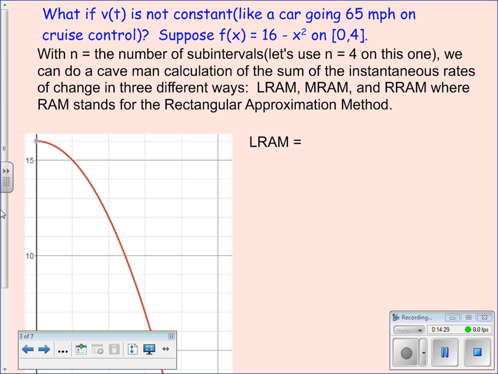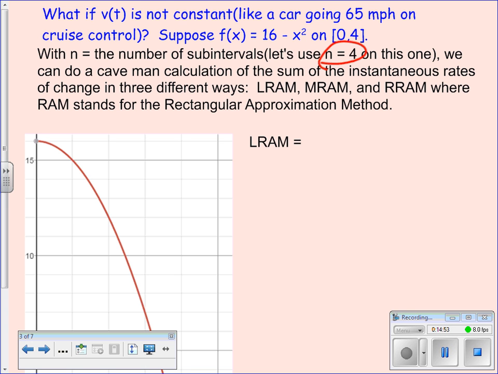Okay. We're going to do LRAM. And it gives us some important information. N equals the number of subintervals. In this case, how many subintervals do we have? 4. N equals 4. This is muy importante. The number of subintervals tells us how many rectangles we're going to divide this up into.